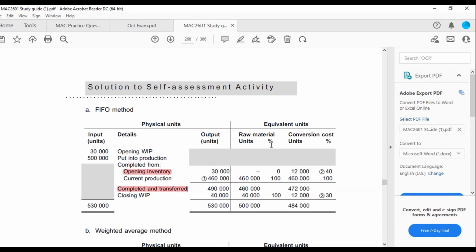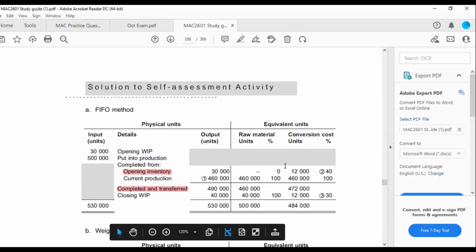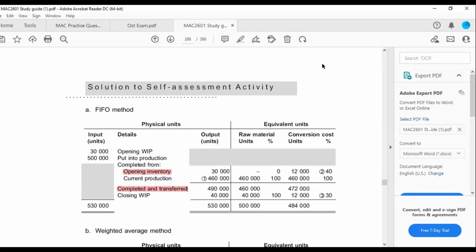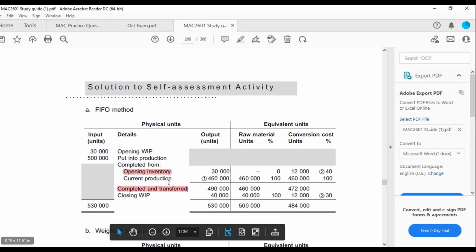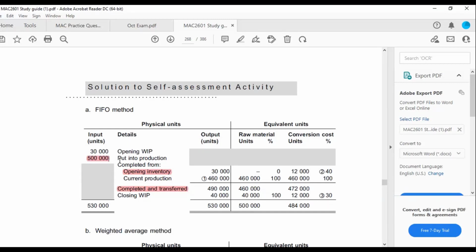Yes, madam. When it comes to equivalent units, can I just ask, in terms of the details, under the 500,000 for input put into production? Do we have to say put into production, or because I had put new units started. I'm just wondering, is there a right or wrong thing to say under that?